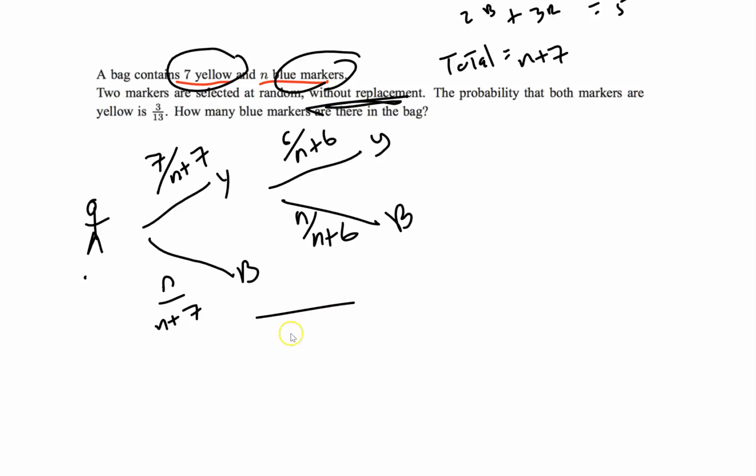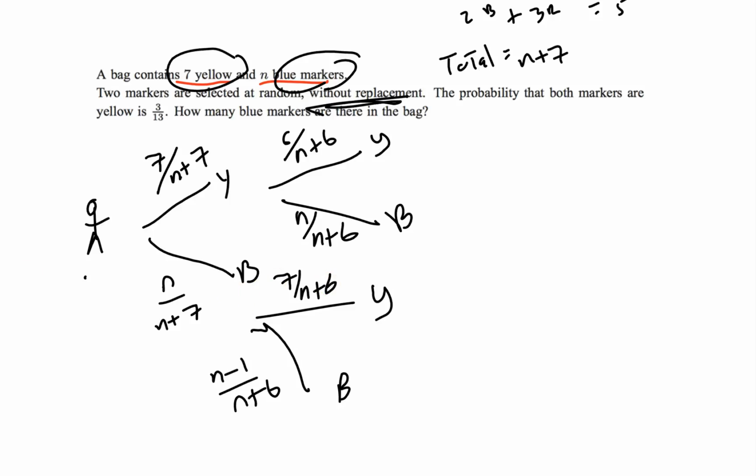Down here, the assumption is you did pick blue the first time, so there's 1 less blue. How do you write that? n minus 1 over the bottom, n plus 6. We lost 1 on the bottom too. And then yellow, we didn't pick a yellow the first time, so it's still 7 over n plus 6.